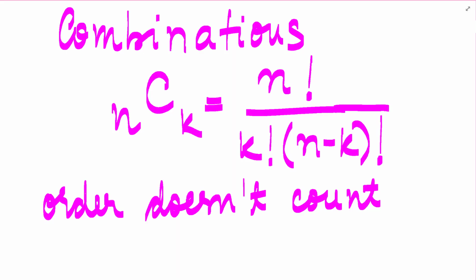In this video, we'll talk about combinations. The combination formula is: combination of n taken k times equals n factorial over k factorial times (n minus k) factorial. Another important thing is that order doesn't count. Let's solve a few problems.